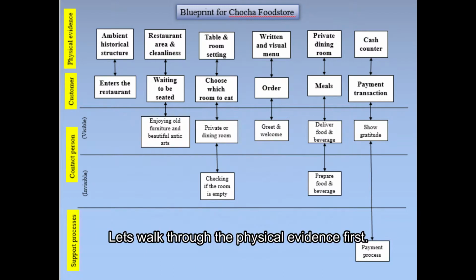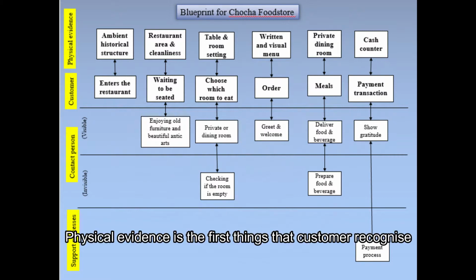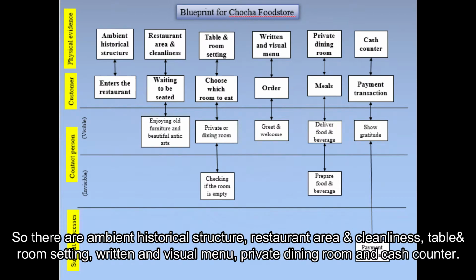Let's walk through the physical evidence first. Physical evidence is the first thing that customers recognize. They are the ambience of the historical structure, restaurant area and cleanliness, table and room setting, written and visual menu, private dining room, and the cash counter.